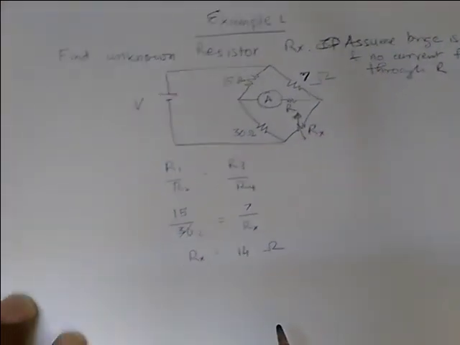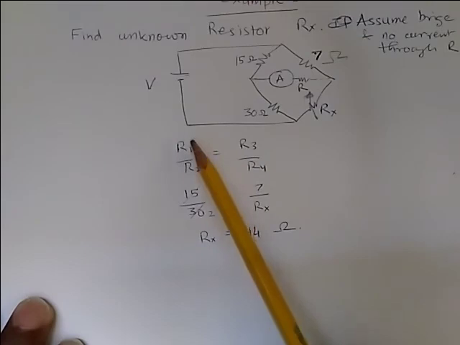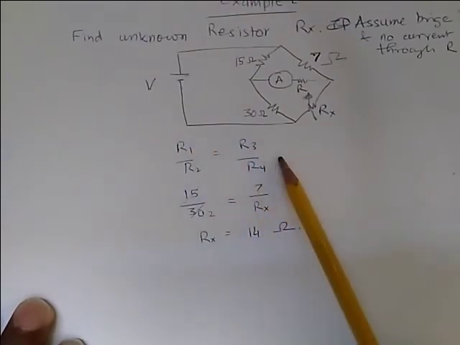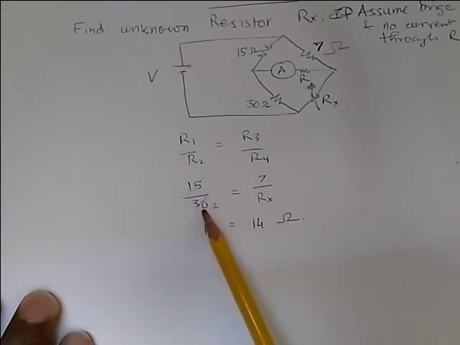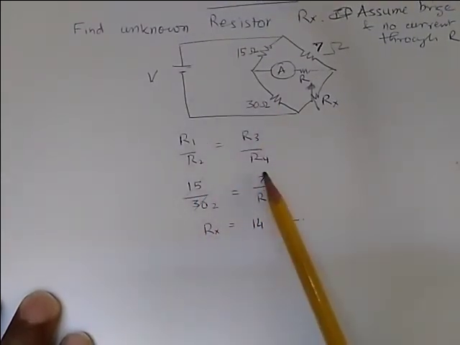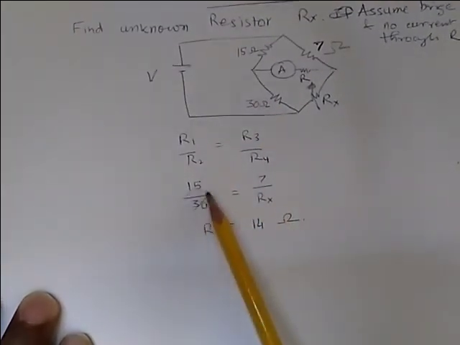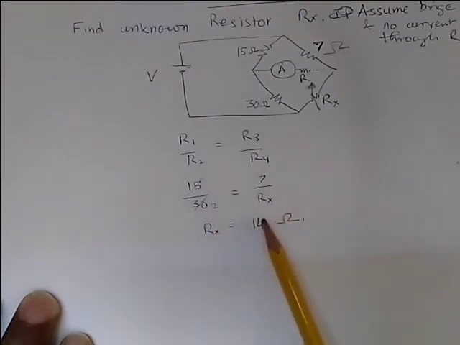So to do that, we know that R1 divided by R2 is equal to R3 divided by R4. So we have 15 divided by 30 equal to 7 divided by Rx. So this becomes 1 by 2, and if we rearrange, then we get Rx is equal to 14 ohms.